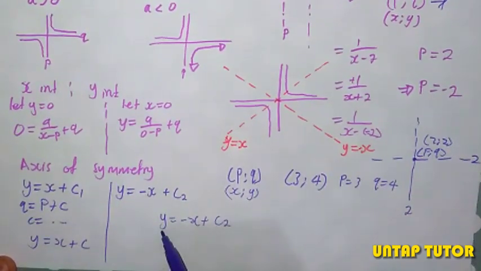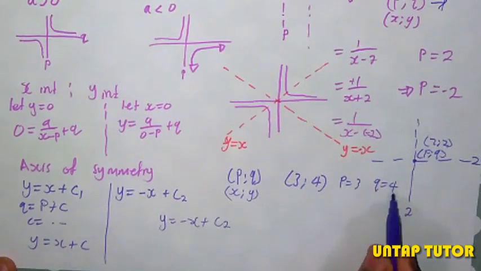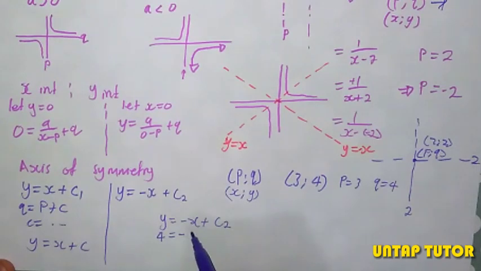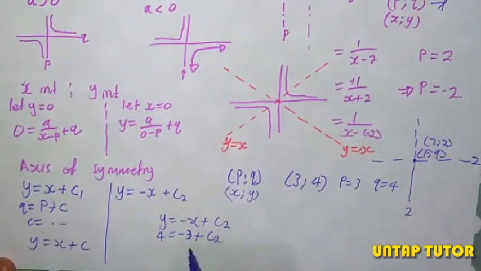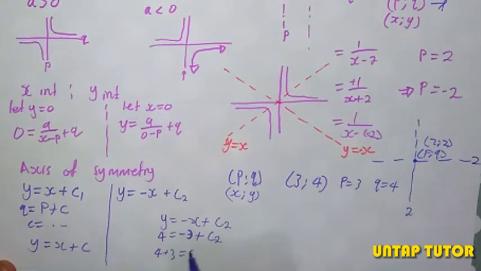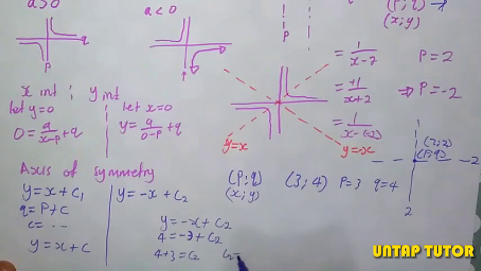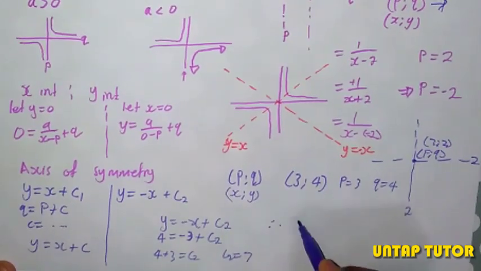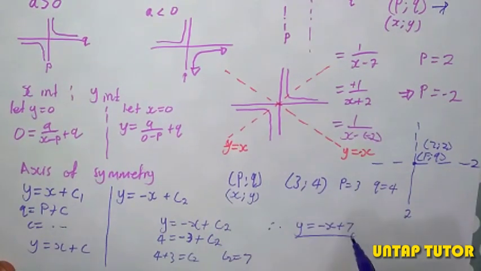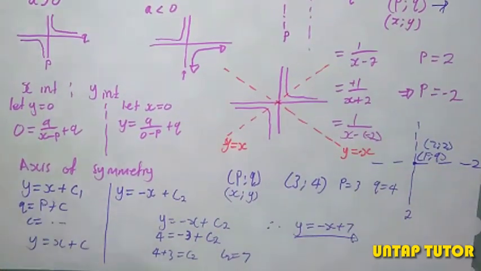So you substitute your y, which is obviously Q, 4 is equal to minus your x, it's 3, minus 3 plus c2. And then we need to transpose that thing. It's going to be 4 plus 3 is equal to c2. So c2 is equal to 7. Therefore, y is equal to minus x plus 7 is your axis of symmetry. Same thing goes for the one with the positive gradient.